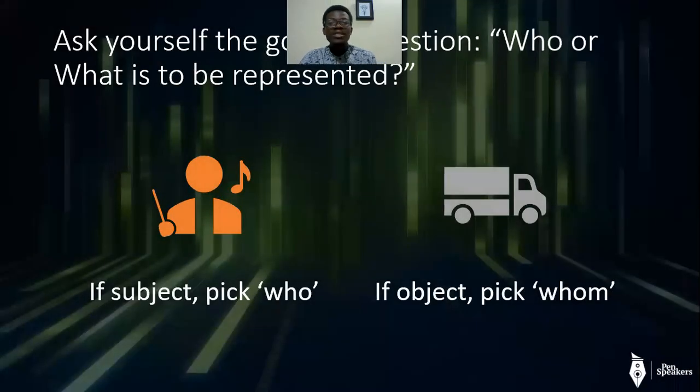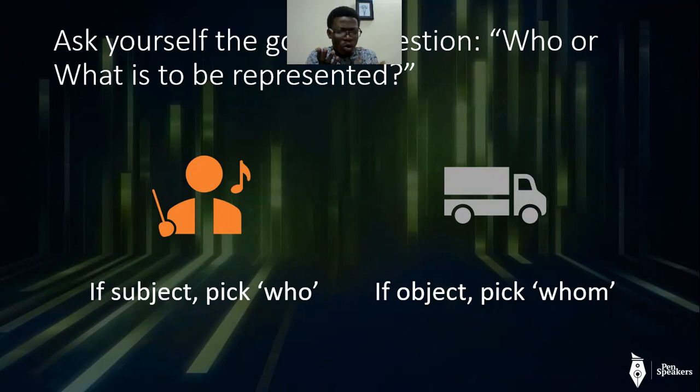Now you make a choice by asking yourself the question, who or what is to be represented? If what is to be represented is a subject, then you pick who. If what is to be represented is an object, then you pick whom. So this means that you must have paid attention before now to the parts where we explained what a subject is and what an object is. The subject, remember, is the one who is performing the action, while an object is the one that the action is happening to, or is being affected by the action.